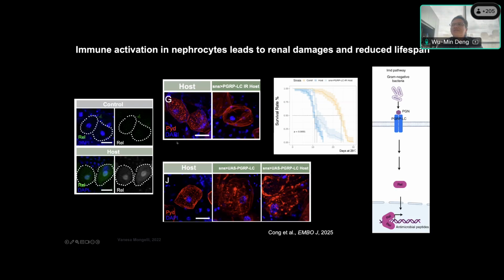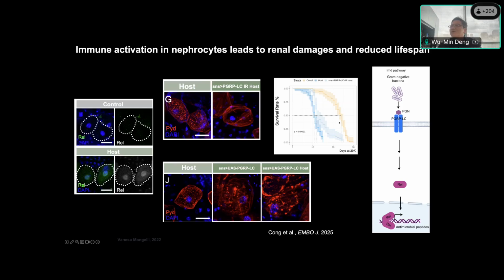And then we can mimic this situation by activating the IMD pathway to also cause the nephrocytes damage. And then if we knock down this IMD pathway receptor, PGRP-LC, then you can see the nephrocytes morphology is improved, and also the lifespan is also improved as well.